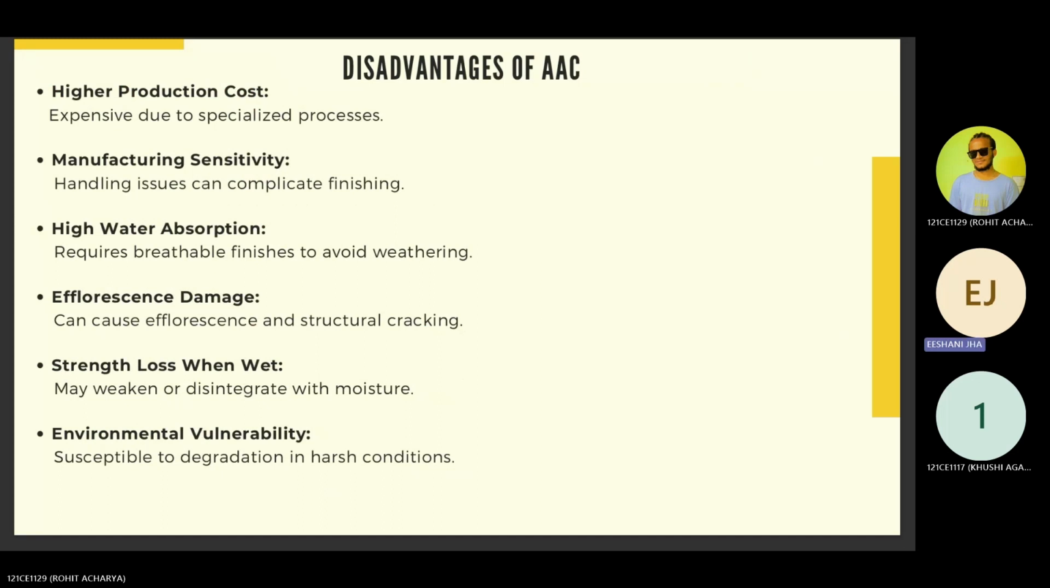When wet, it can cause strength loss as the joints may weaken and disintegrate with moisture. It also has environmental vulnerability, which makes it susceptible to degradation in harsh conditions. Now, to dive further into the topic and explain various other vital features and insightful experimental data, I'll hand over to Rohit.